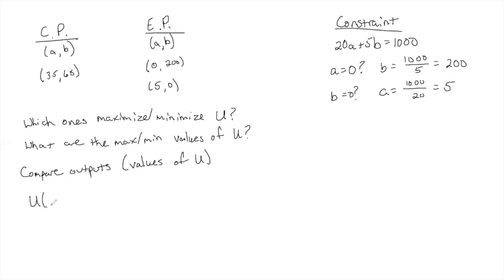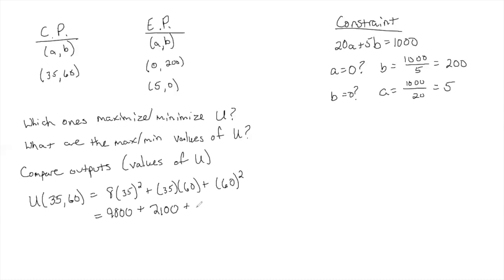All right, so I take U and I plug in each of these points. Let's start just by going left to right. We'll plug in 35, 60, and remember the formula is 8 times A squared plus AB, which is 35 times 60, plus B squared, which is 60 squared. I'm not sure what this is, so you can just use a calculator. If the numbers are this big, then we don't mind if you use it. I'm sure you guys have figured that out by now. So I get 9,800 plus 2,100, and 60 squared is 3,600. Okay, adding this all together, I get 15,500. Okay, so that's one of our outputs.